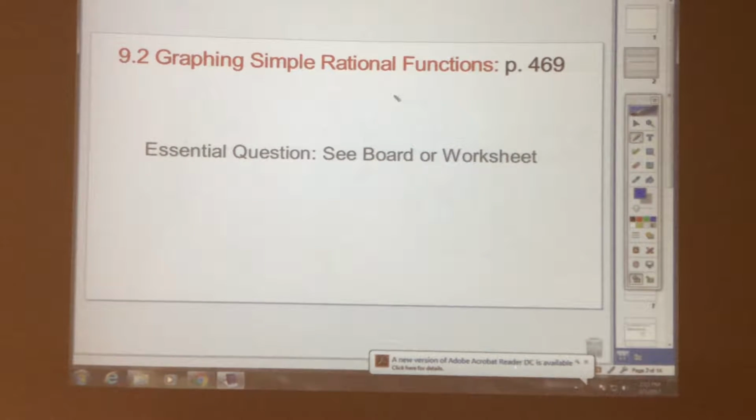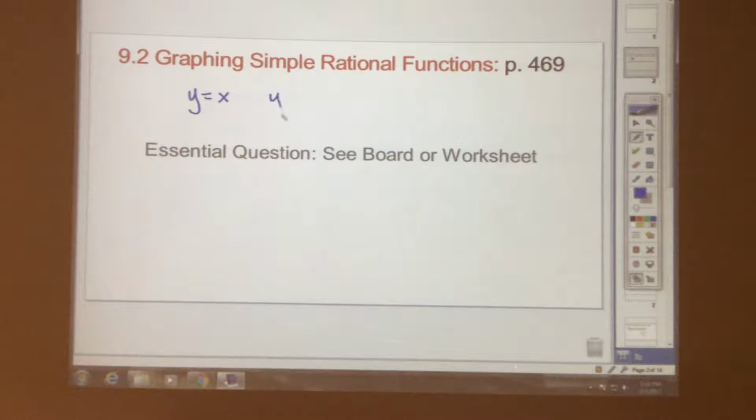Okay, 9.2, graphing simple rational functions. Now, in the past, we know that a linear parent function looks like that, and we know that a quadratic parent function looks like that, and a cubic function looks like that. Today we're going to talk about rational functions, and a rational function is just a fraction.